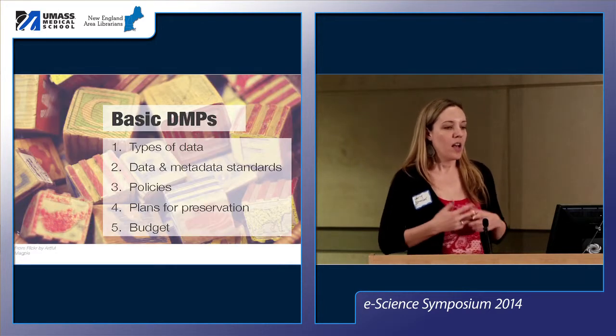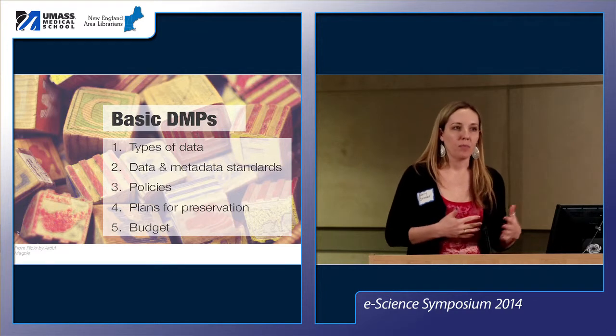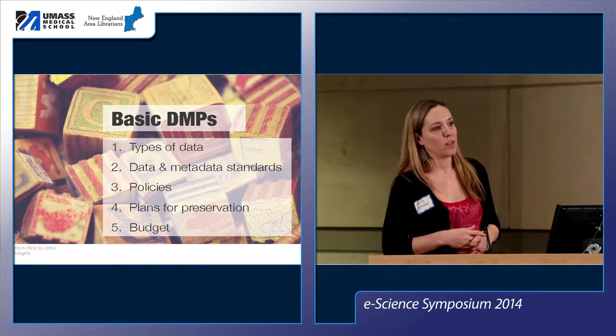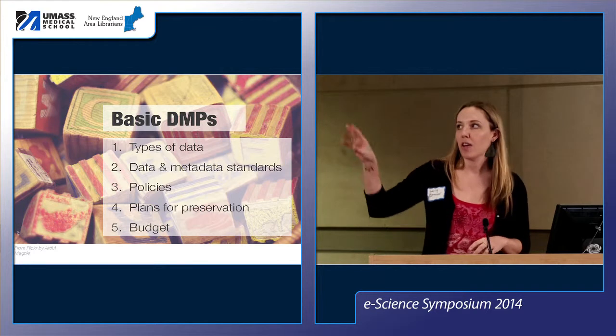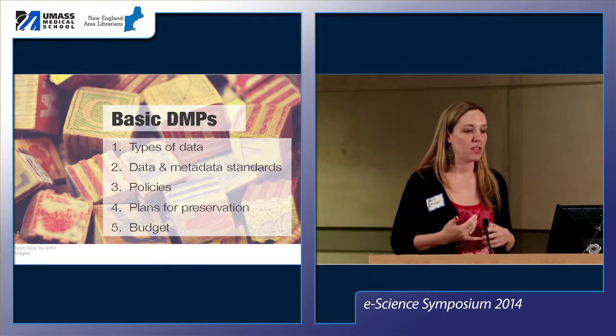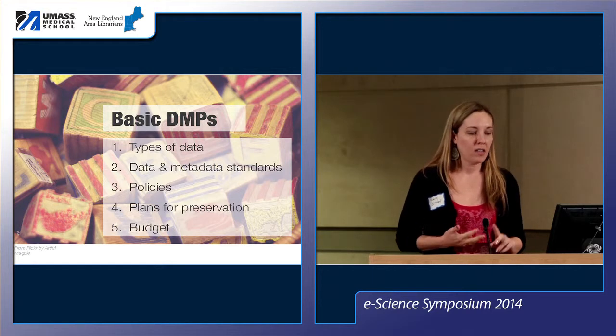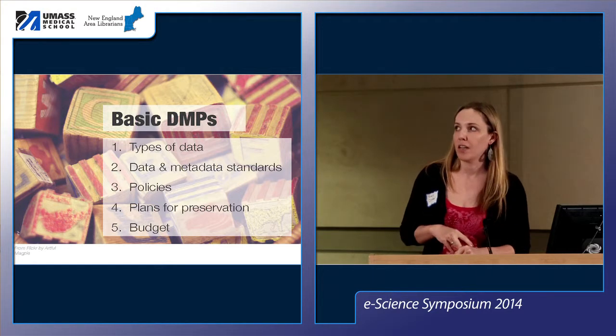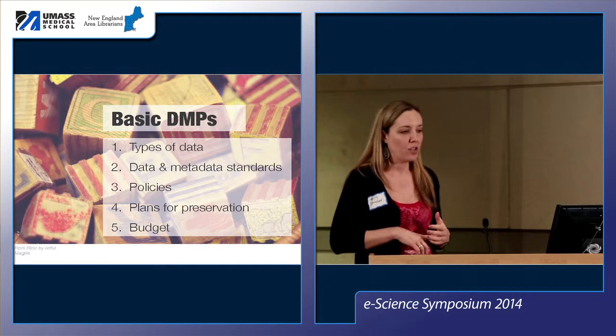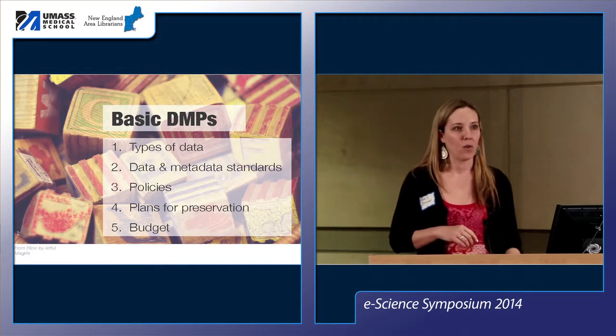A basic data management plan varies a lot depending on the funder, the institution, and the person requesting the information, but generally they all have these 5 elements in them: the types of data that people are collecting, the standards for both the data and the metadata, the policies that are going to be associated with those data and metadata, plans for preservation and access, and then finally how it's all going to be paid for.